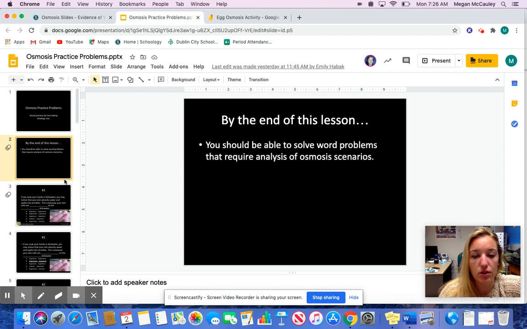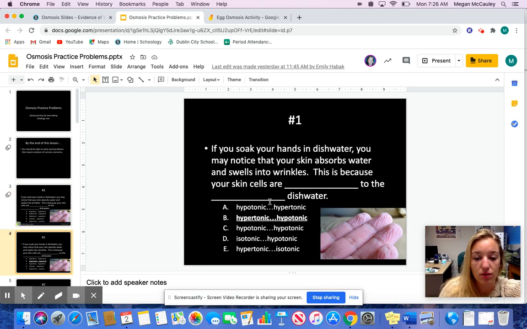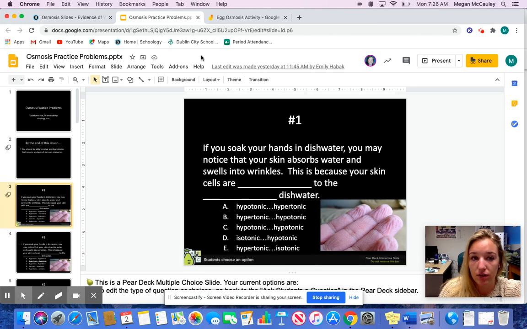By the end of this lesson, you should be able to solve word problems that require analysis of osmosis scenarios. So, for example, number 1: if you soak your hands in dishwater, you may notice that your skin absorbs the water and swells into wrinkles. This is because your skin cells are blank to the blank. So, hypotonic and hypertonic, you're going to be labeling these. Then the answers are on the next slide, so you can check your own work as you go.